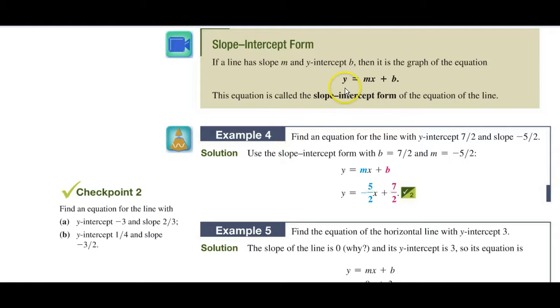Now, when it's in this form and they're asking you to define what is the slope, well, whatever's in the m position. What is the y-intercept, whatever is in the b position. Now here they're saying find an equation for the line with this y-intercept of this and the slope. So again, you would take the slope, put it in front of the x where the m is, and put your y-intercept there. And there's the equation.